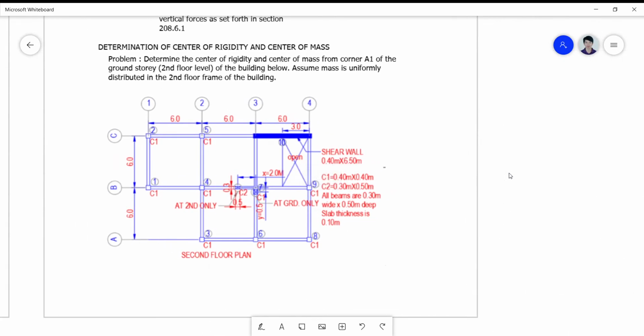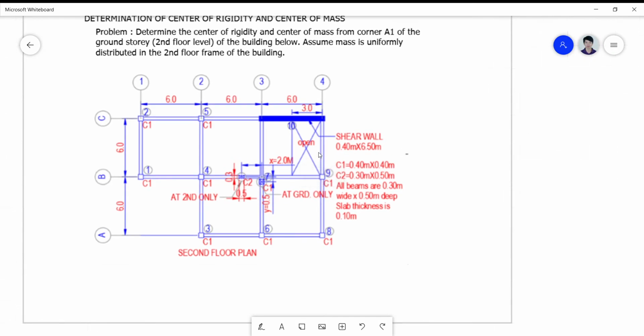Good morning, guys. So let's have one example of a problem regarding the determination of the center of rigidity and center of mass of an irregular structure here. Basically we have this floor plan, the second floor plan, which is given, and we are just asked to determine the center of rigidity and center of mass on this second floor.